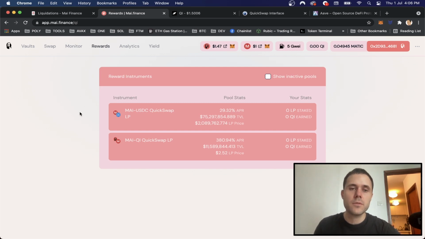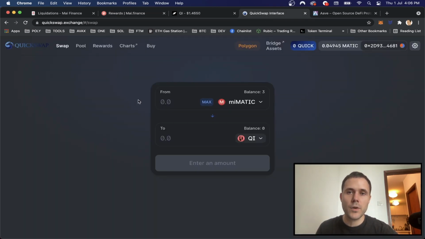So a liquidity pool is where you pool two tokens together, and it's a fundamental part of a decentralized exchange. Okay, so when you are providing these two tokens, it means that you're providing the liquidity to a decentralized exchange, and therefore you are getting part of the trading fees on that exchange. An example of that would be a QuickSwap interface.